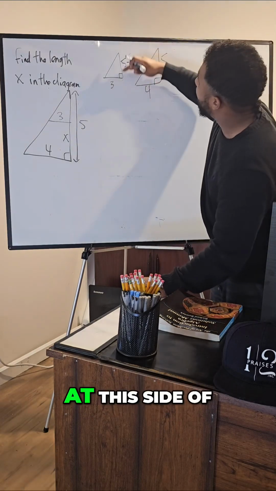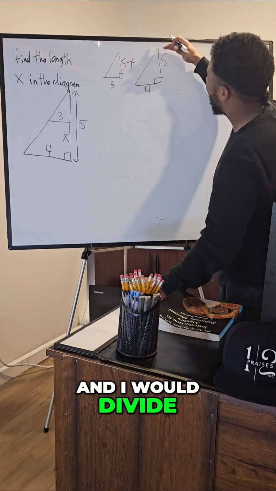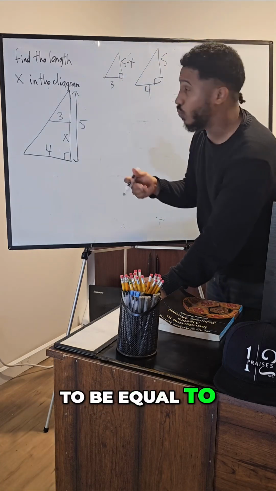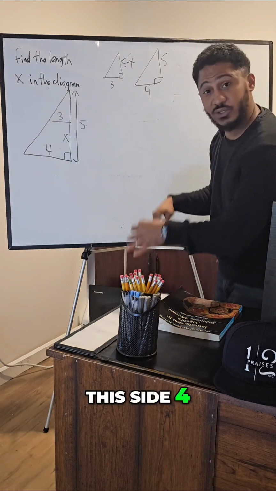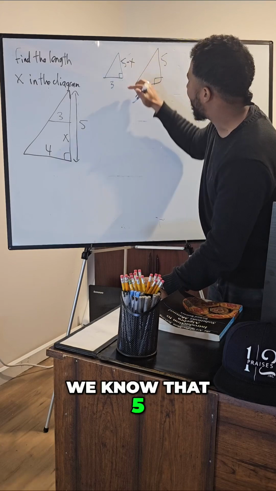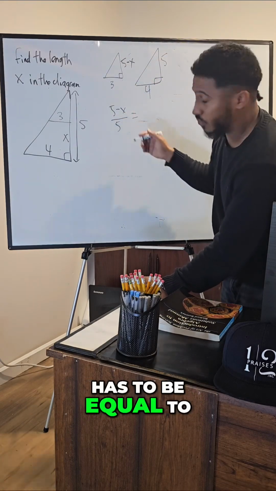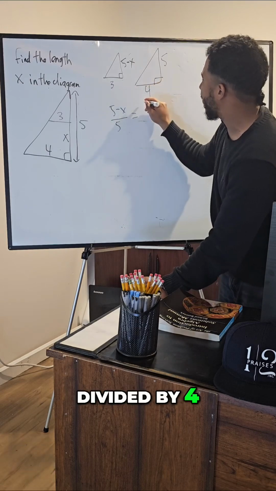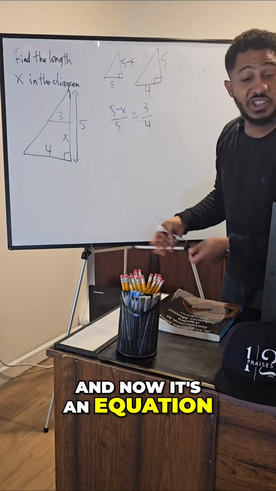And now we can compare the sides. Meaning, if I look at this side of the smaller triangle, that would be 5 minus x. And I would divide that by 5. And that would have to be proportional to this side 3 and this side 4. So let's set up our equation. We know that 5 minus x divided by 5 has to be equal to 3 divided by 4. So think small, big, set them equal. And now it's an equation, it's a proportion.